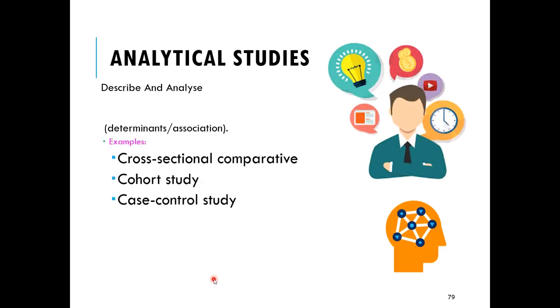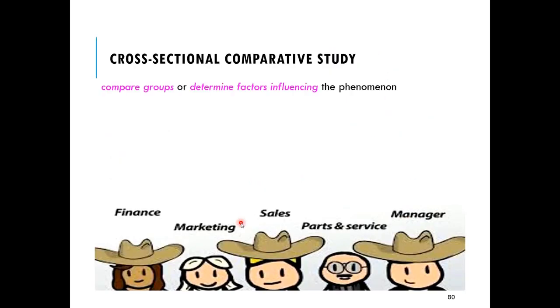Then there are analytical studies. In analytical studies, the researcher wants to analyze things. He wants to find out associations. Now the researcher uses his brain, whatever data he has obtained from the cross-sectional survey, he wants to analyze it, and he wants to do comparisons. So cross-sectional comparative studies come under analytical studies, as do cohort studies and case control studies.